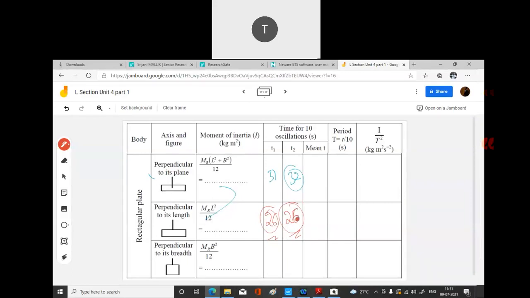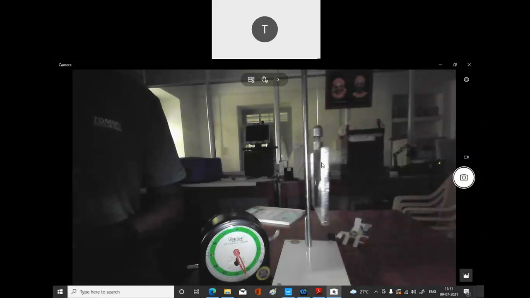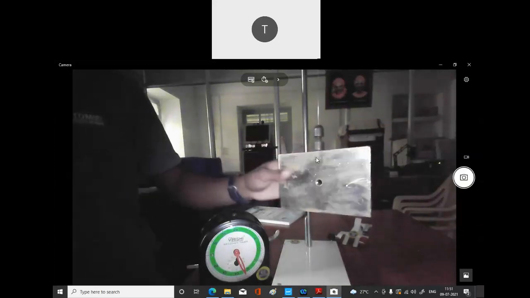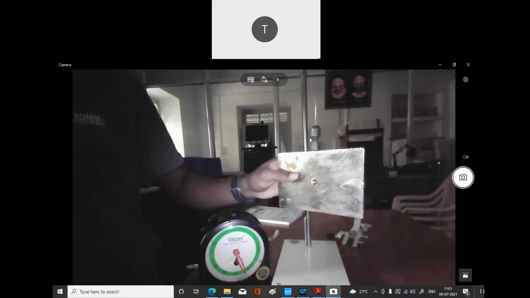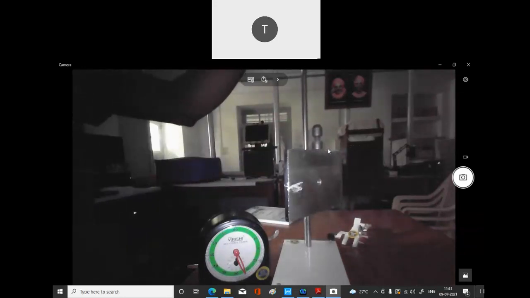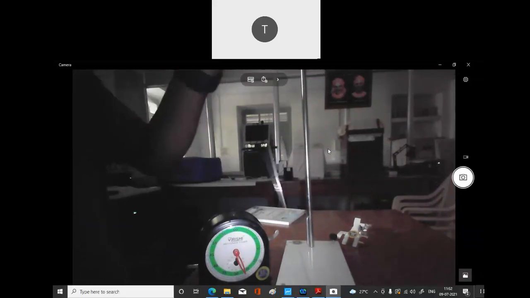So this is your perpendicular to the length. Perpendicular to the length means, you can see the length is your longer edge, so you have fixed it perpendicular to the length. Now again you remove it, take it out, and then fix it perpendicular to the breadth. So that is the last one.